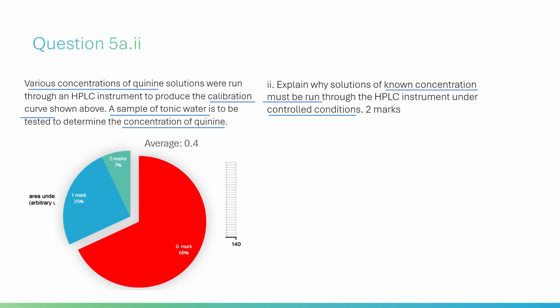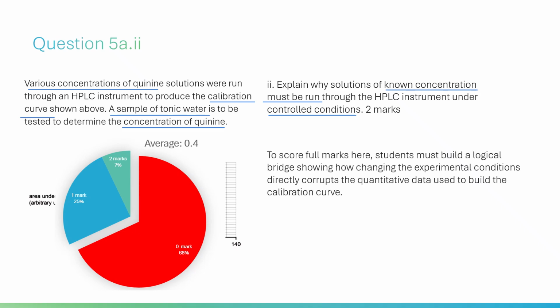2 marks. An average mark of 0.4 out of 2 is incredibly low. 68% of students scored 0, which shows that the vast majority of students gave a generic "to ensure a fair test" response rather than linking the chemistry principles to the specific data on the axes, retention time and peak area. To score full marks here, students must build a logical bridge showing how changing the experimental conditions directly corrupts the quantitative data used to build the calibration curve.